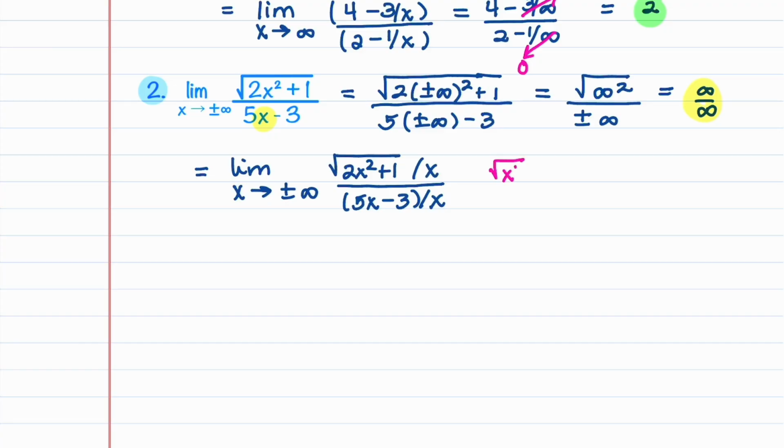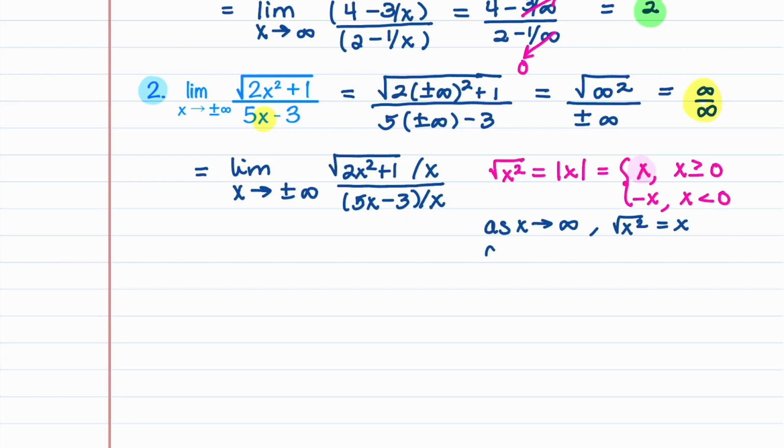The square root of x squared is defined to be the absolute value of x, and we know absolute value of x is x when x is greater than or equal to 0, or minus x when x is less than 0. This tells us as x approaches positive infinity, the square root of x squared is going to equal x. And then as x goes to minus infinity, we're going to look at the other piece, and we can write down that the square root of x squared is equal to minus x.